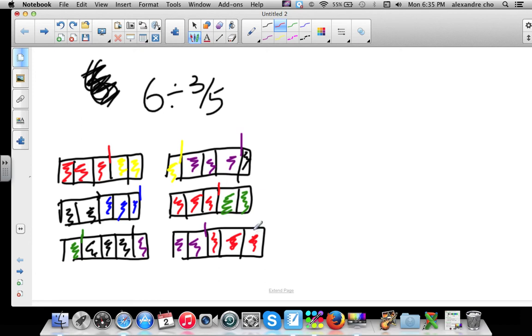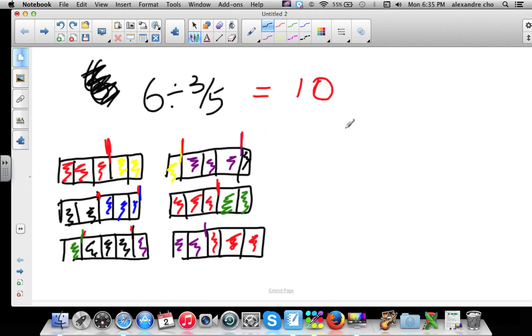So how many times were we able to count to three-fifths? We were able to count once over here. Once. Two is a yellow. Three is a purple. Four is a black. Five was the blue. Six was the red. Seven was the green. Eight was the black. Nine was the purple. And 10 was the red. So we're able to count to three-fifths 10 times. So three-fifths fits into 6 10 times. Okay?